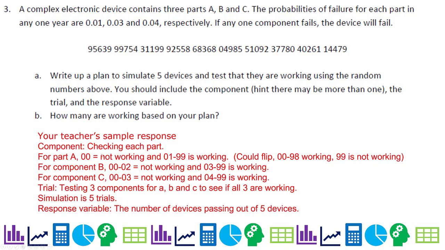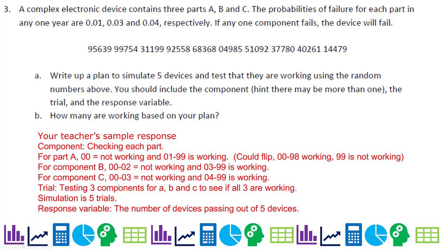So for part A, I need 1 outcome not to be working, and then another 99 to be working. So I'm saying 00 is not working. All right. Now I could flip and say 00 to 98 is working and 99 is not working, and that's fine. But I'm going to stick with this for this example right now. Then for this one, I need 3 out of 100, so I need 3 outcomes. 00, 01, 02. All of those are not working, and the rest of them are working.